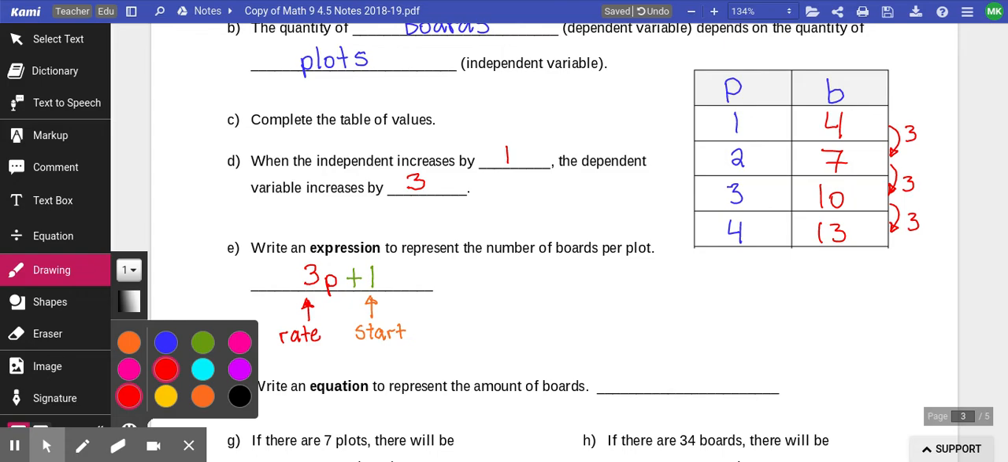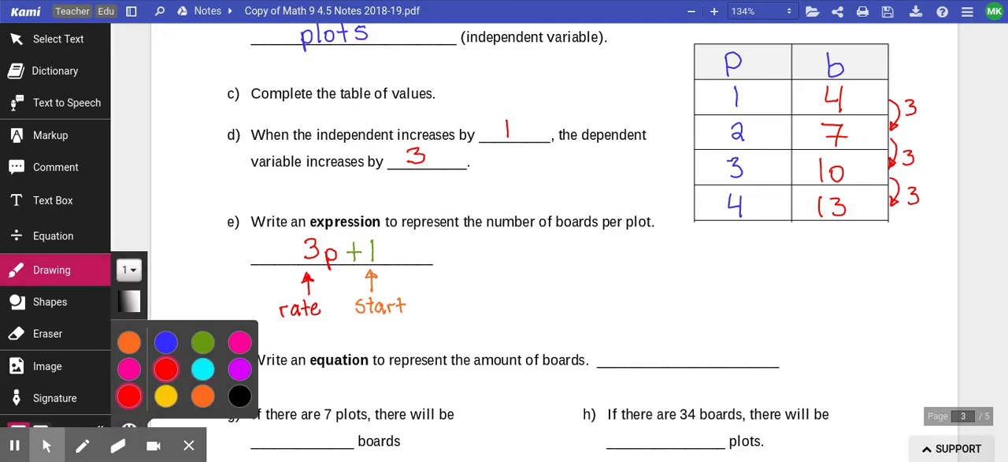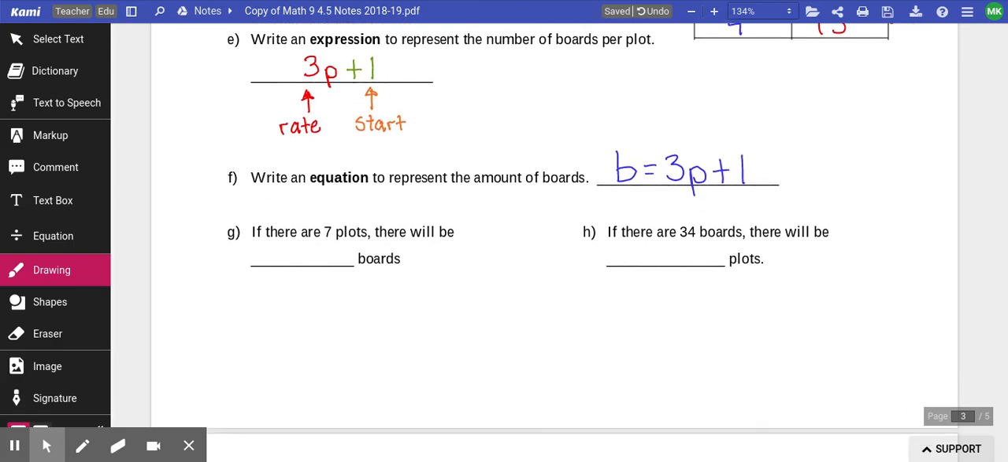Now, we're not going to graph it right now, but we could now graph this situation as well because we have a starting value, a y-intercept, and a rate, which is a slope. And so we could graph these things if we wanted to. That's only an expression because there's no equal sign, so we're going to make it an equation by saying that b equals 3 times p plus 1. That is now an equation. That equation can be used to solve anything I want. So try to solve the next two on your own.